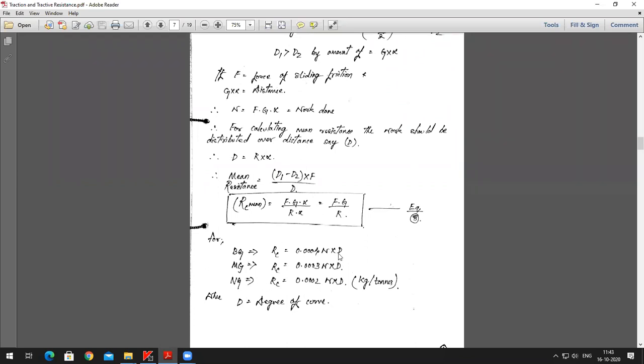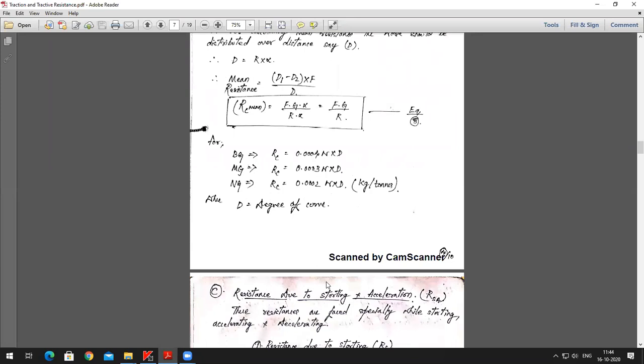Let me again make it clear to you that the value of D here is the degree of curve. The degree of curve would usually be given in the problem. In case you don't have it, then you need to convert it accordingly and then use it. So these are the equations that you need to remember. As I keep moving ahead, you are required to make a note of all these equations, because at the end we'll be solving problems based on these equations.